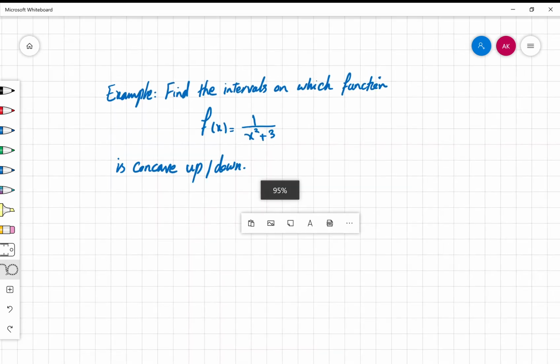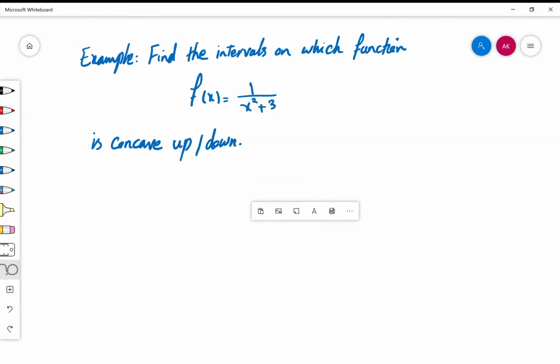Hi, in this video we'll do an example for the test for the concavity of a given function. The question asks for the intervals on which the function 1 over x squared plus 3 is concave up or down. Remember that the test says that you have to find the sign table for f double prime.